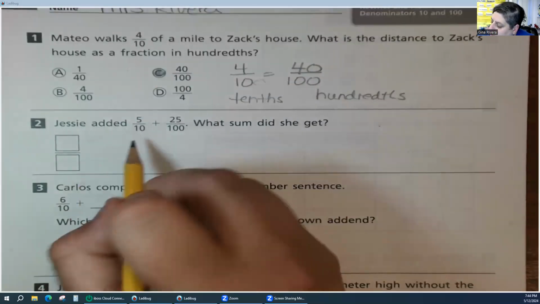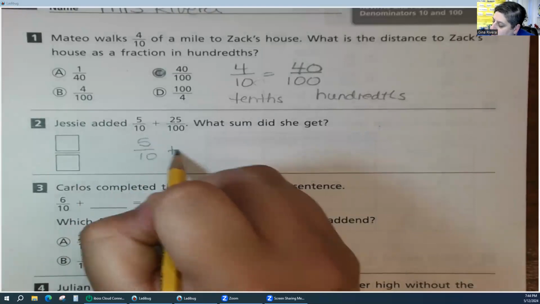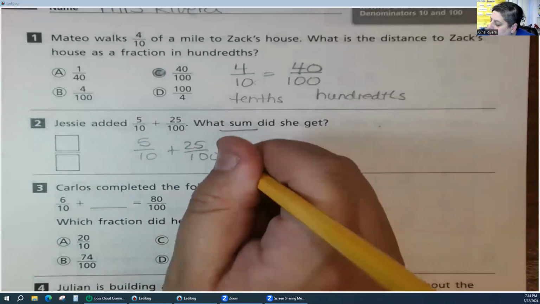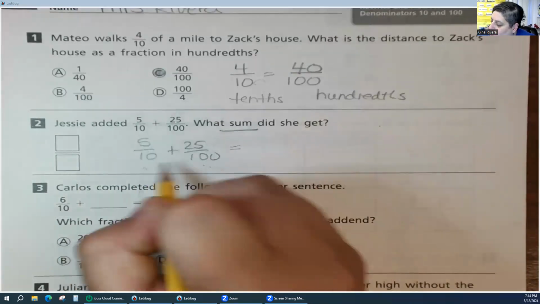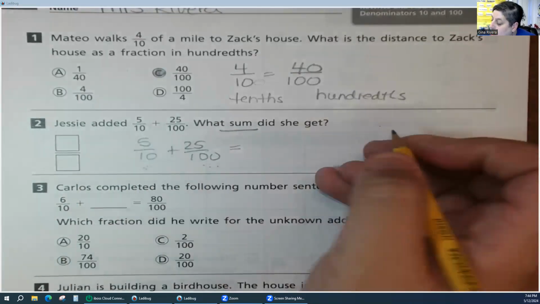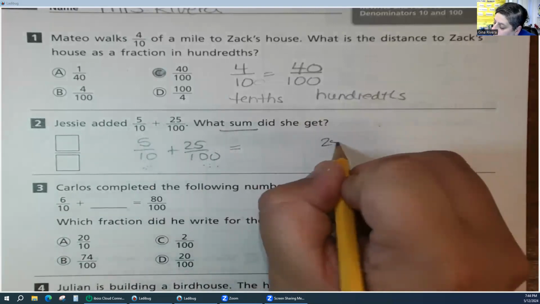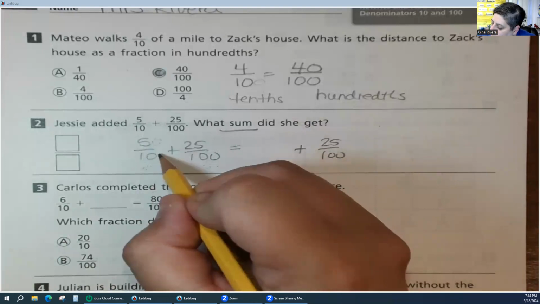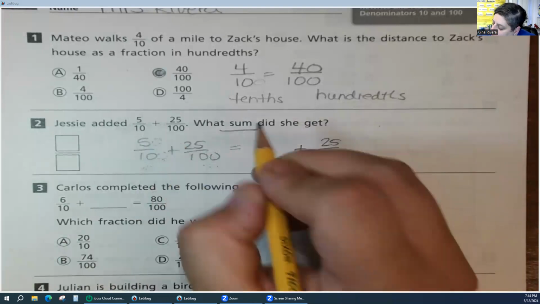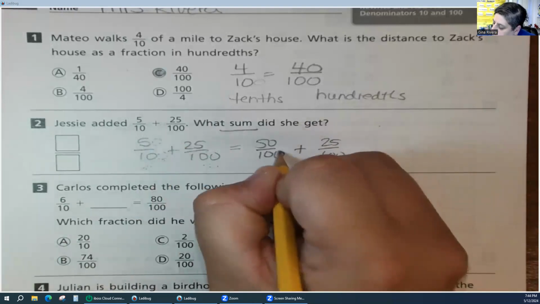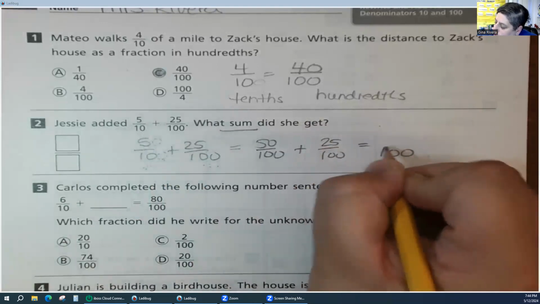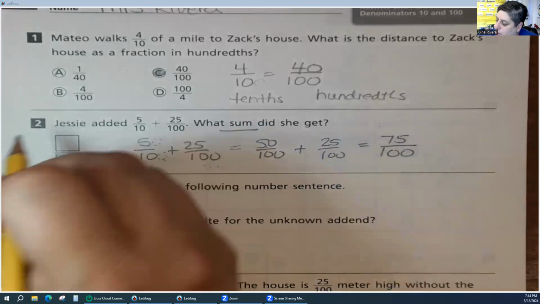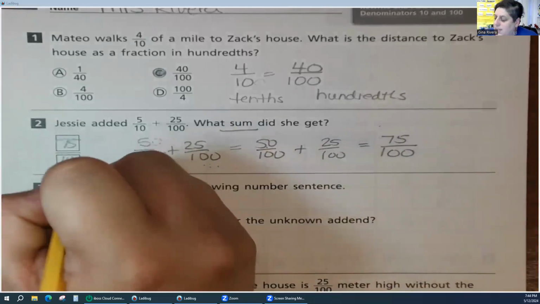All right. Jesse added 5/10 plus 25 hundredths. What is the sum that they got? What that means is we cannot add when two denominators are different. So we're going to keep the 25 hundredths the same, but we are going to add a 0 to both the 5 and the 10 to create 50 hundredths. Now my denominator can stay 100. 50 plus 25 is 75, for a final answer of 75/100.